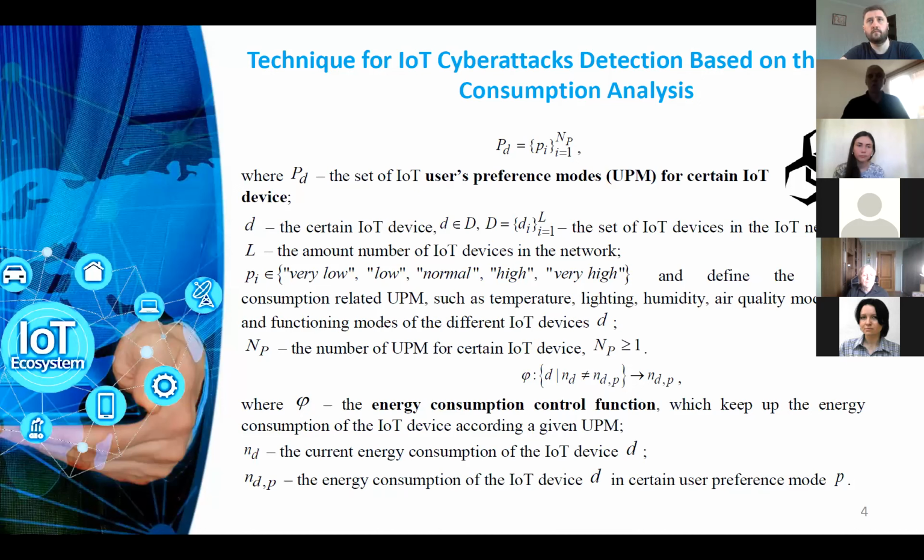To effectively build IoT devices' energy consumption footprints, it is necessary to take into account the different energy consumption-related user preference modes for such systems as heating, ventilation, air conditioning, lighting, and functioning of different IoT devices. Also, let's define the energy consumption control function F, which keeps up the energy consumption of the IoT device according to a given user preference mode.